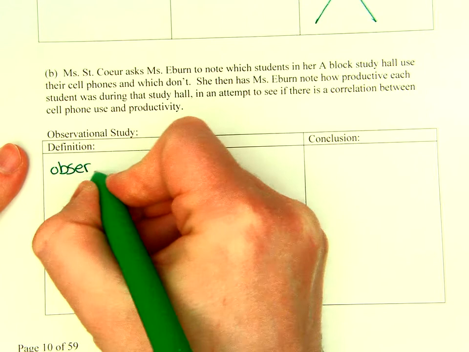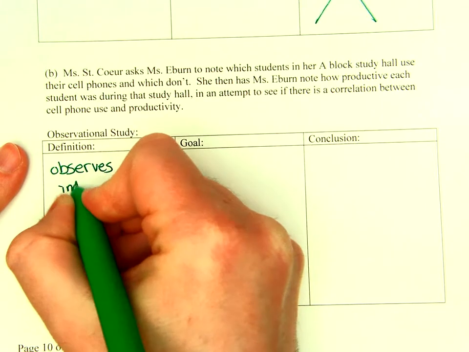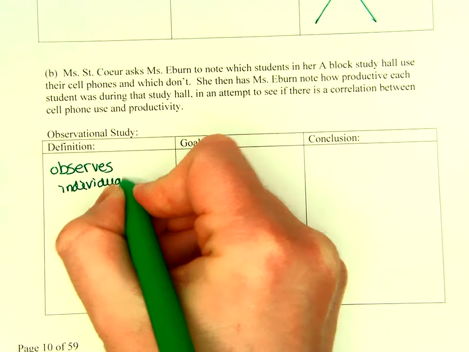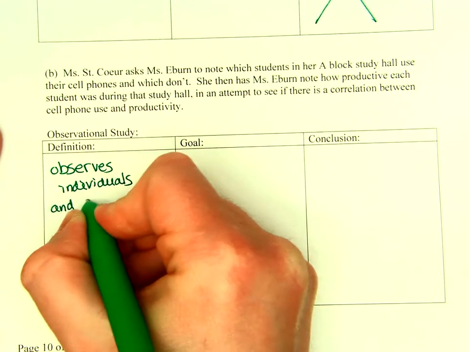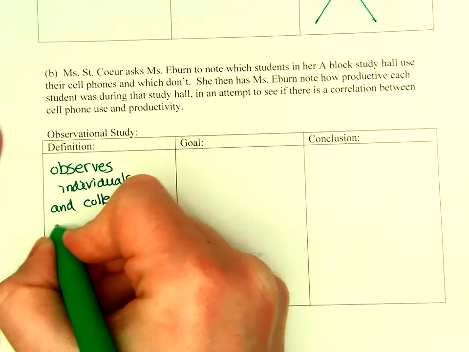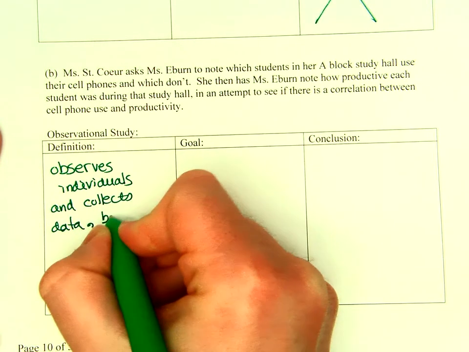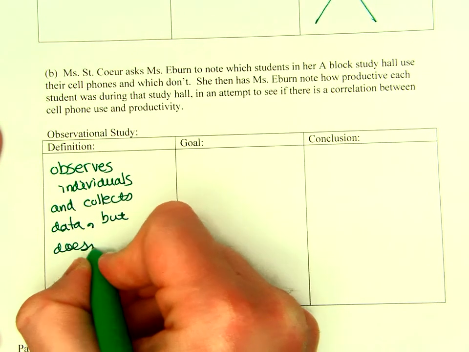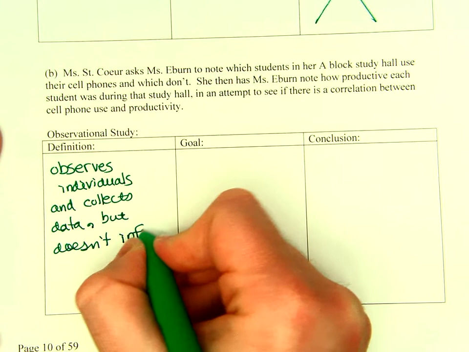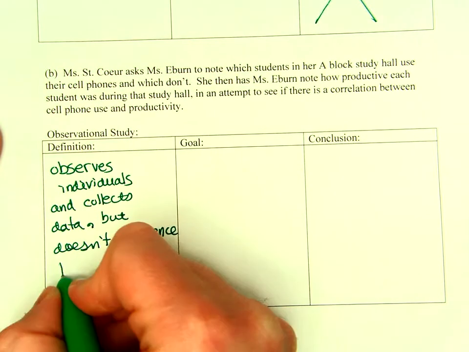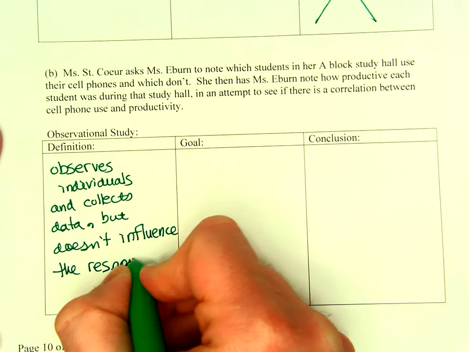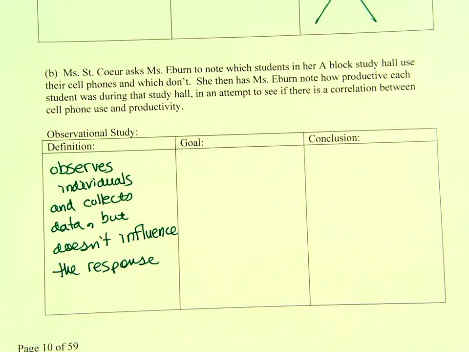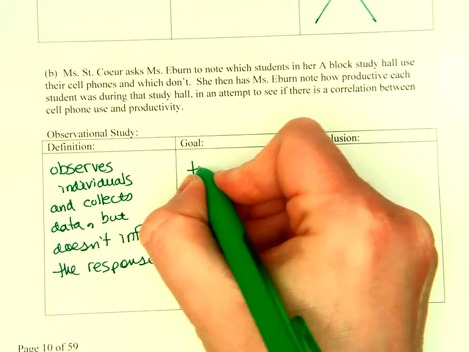An observational study observes individuals and collects data, but doesn't influence the responses. And what I mean by that in this example is Mrs. Ebern's not telling certain people you can use your phone and you can't use your phone and then looks at the responses. Instead, she's just observing what they would do normally and collecting data based on that. Again, our goal here is to collect data.